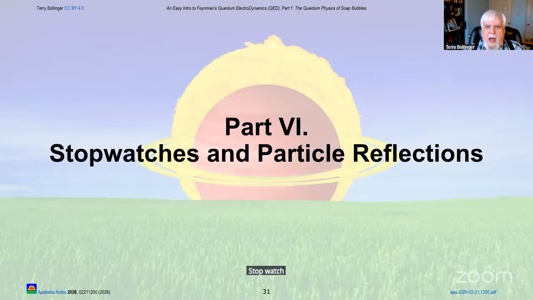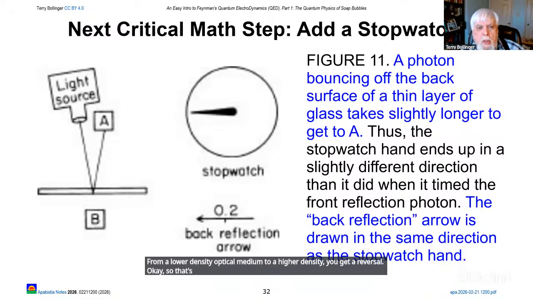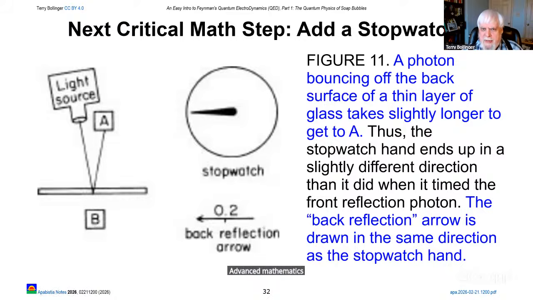Stopwatches. How do those arrows make their different changes? I gave you one example of how an arrow changes, which is that if you reflect off a front surface from a lower density optical medium to a higher density, you get a reversal. Okay, so that's one change. That's just a reversal. How do they work in general, though? Well, it turns out that what you need in this case, and again, Feynman is intentionally humorous about this, you need a stopwatch. That's the advanced mathematics that you need to understand this.